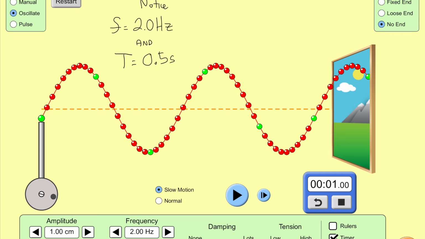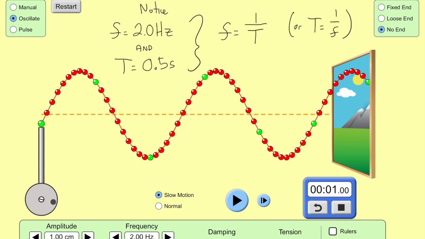Now, there is a connection between frequency and period. You'll notice here the frequency is 2 hertz and T was 0.5 seconds. So you might notice a mathematical relationship between them, and that is frequency is 1 over the period. They're the inverse of each other. So frequency and period are intimately related. Period is the time it takes for one wavelength to pass through, and frequency is how many waves pass through in 1 second.